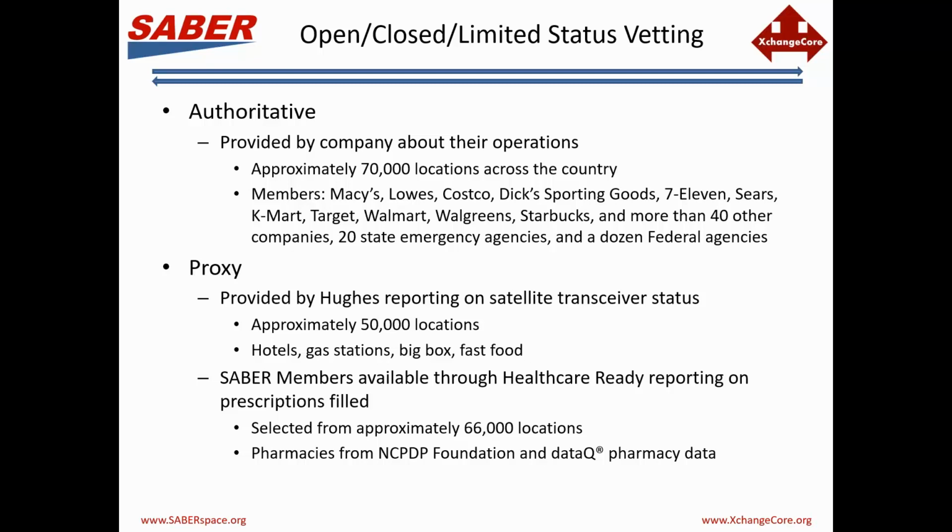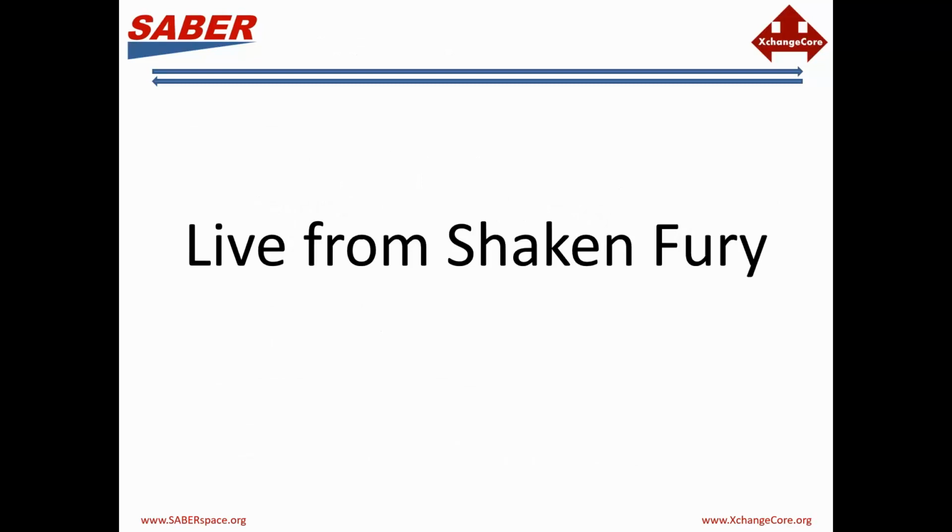SABER is simply providing the data and describing exactly the level of confidence that we have in it, between authoritative and proxy. And all this I've been referring to is open and closed information. There's a second or a third way the information is presented, and that's contextual information about why. These are all talking about the what. The contextual information is about the why, and we'll take a look at that in a little bit as part of our live from the Shake and Fury view.